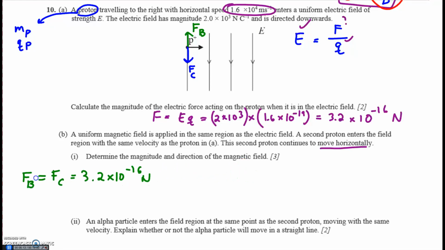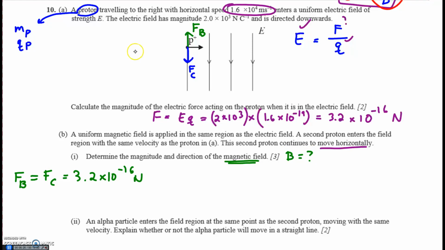That will be important. They want us to find the magnitude and direction of not the force, but the field itself, B. To find the direction, we need the right-hand rule. I use my right hand, it's a positive charge. I stick my thumb with the velocity. I have to face my palm upward, and the only way to get my palm pointing up is if my fingers stick into the page.